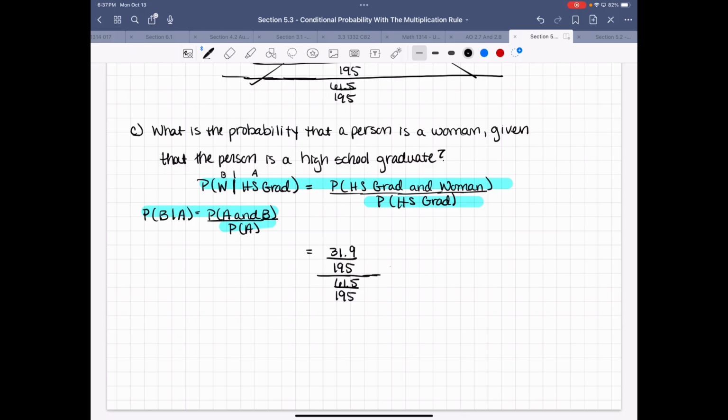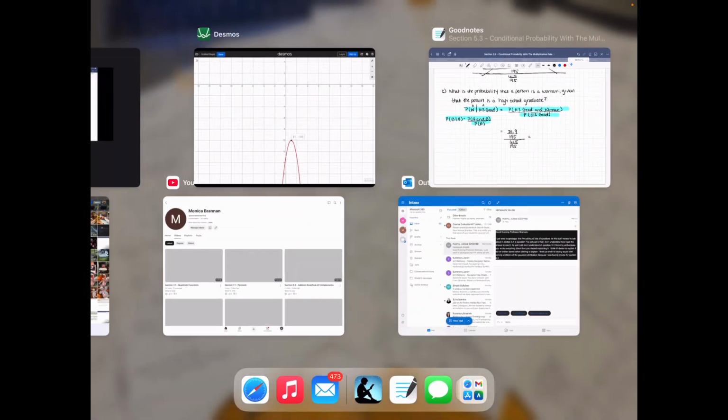Now, you put that in your calculator. I would suggest putting them in parentheses, and you can do it all at one time. If you do parentheses 31.9 divided by 195, then close that parentheses.